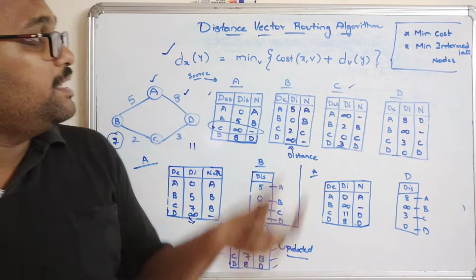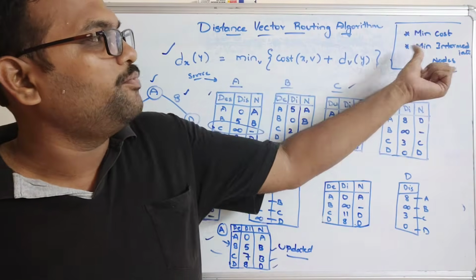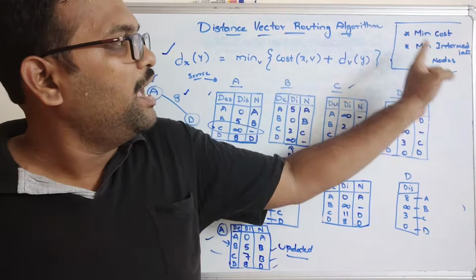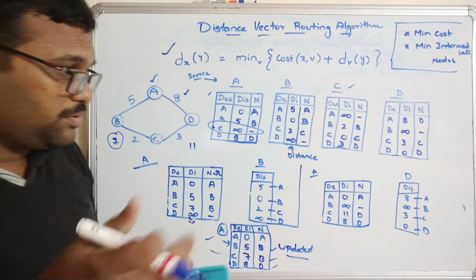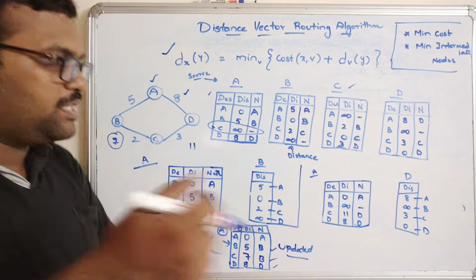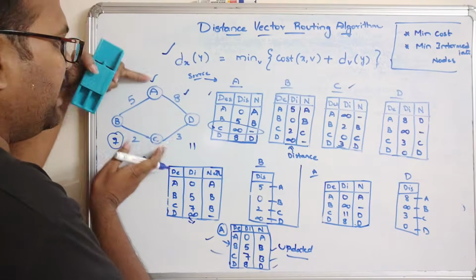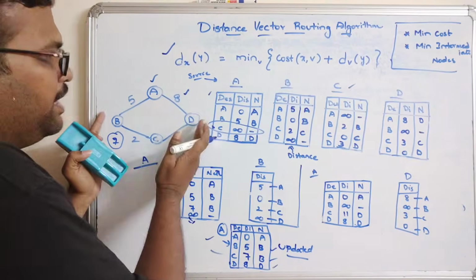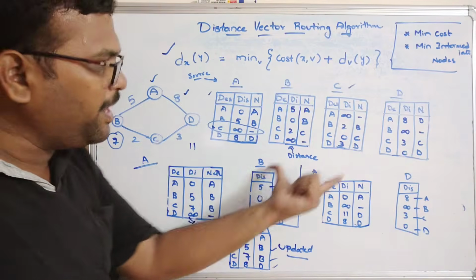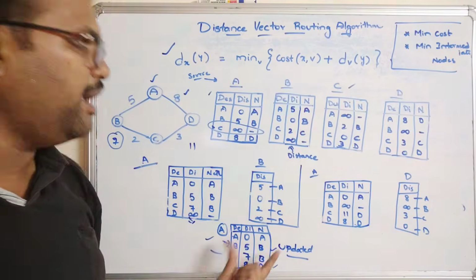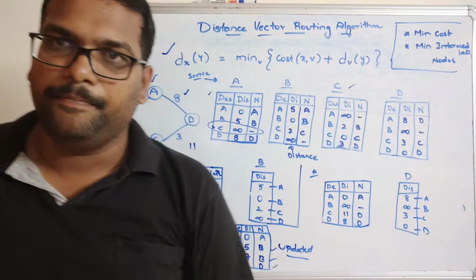So the main point is we have to follow this Bellman-Ford equation, and we need to remember that we have to consider only the minimum cost and minimum intermediate nodes. Okay, so I am just stopping here. So you just continue with the same procedure by applying B, sharing B with A and C, C with B and D, and D with A and C, and find out the updated routing tables for the remaining three, B, C and D. Now we got A. Calculate and update the routing table for B, C and D, right?